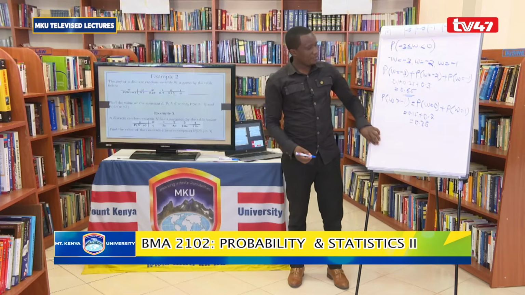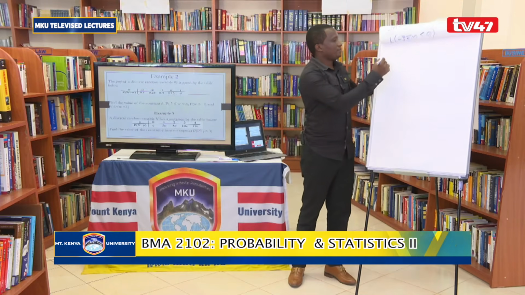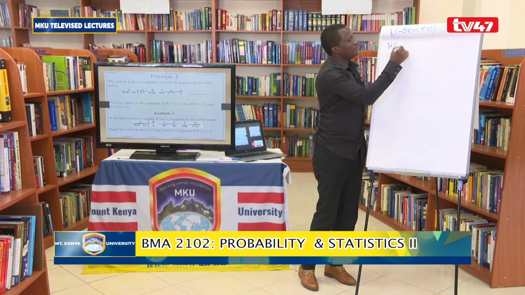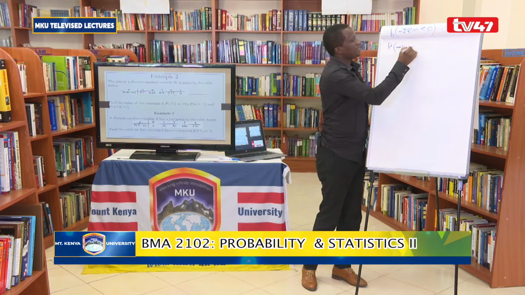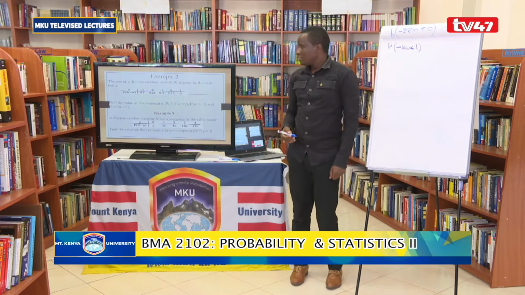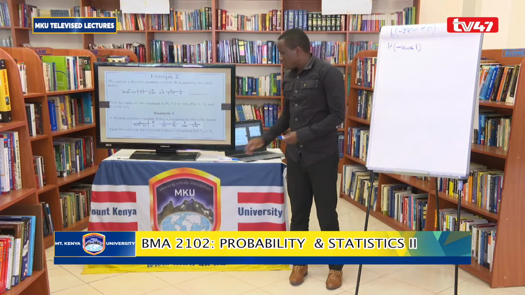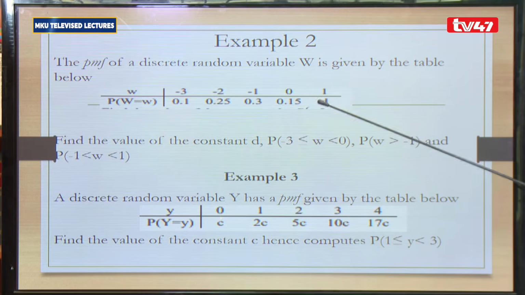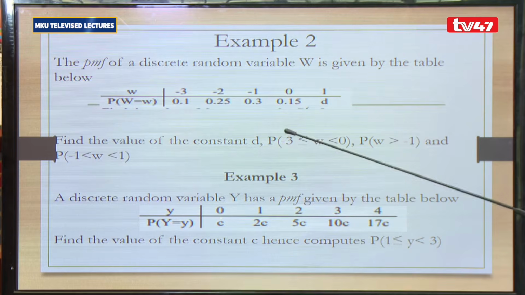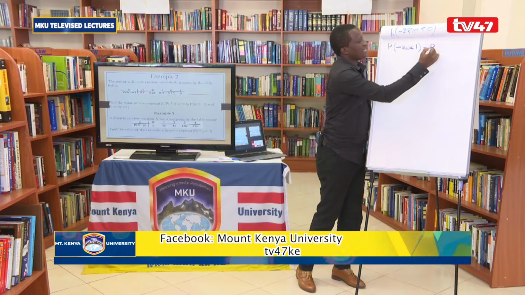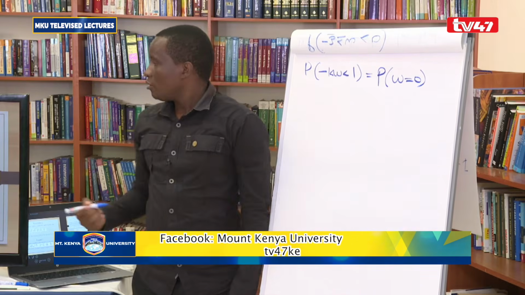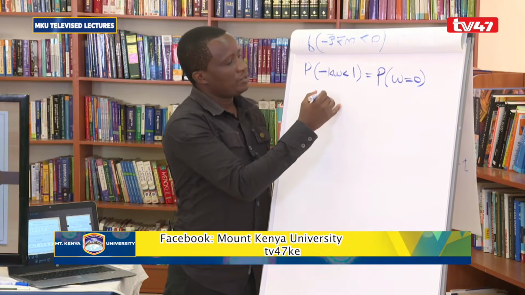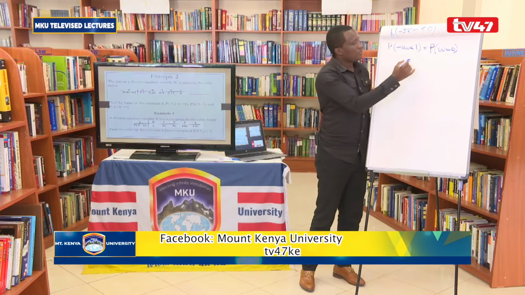Then the last part, we are told to get the probability that W is in the interval -1 and 1, both not included. So looking clearly, between -1 here and 1, if we are not including them, then we only have one case. In other words, another way of putting this is that we are getting the probability that W is just equal to 0. There is no other observation of W that is in this interval. So this is simply 0.15.